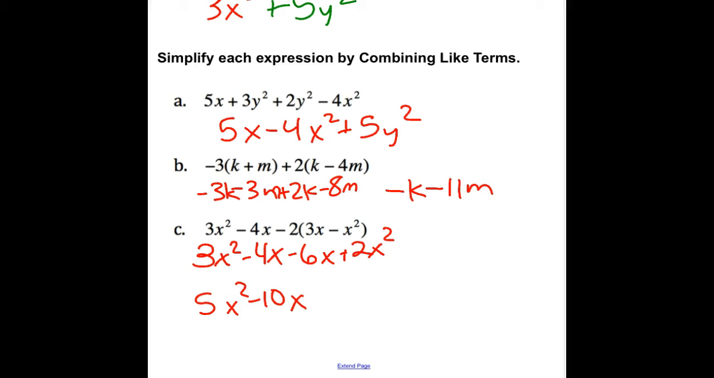Now notice in A, we have a 5x and we have a 4x squared. X and x squared are not the same thing. You cannot combine those. Same goes for C, 5x squared and negative 10x. X squared and x are not the same thing. You cannot combine them. So those are both in simplest form.